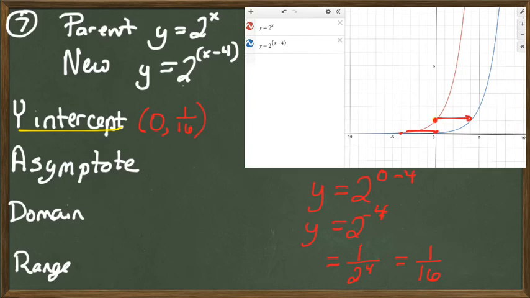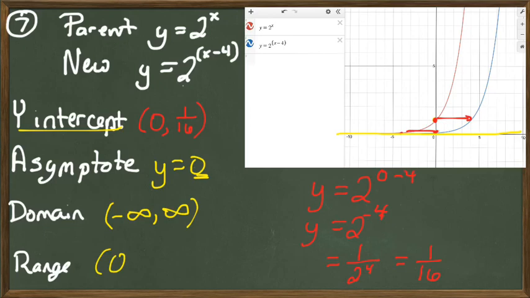Did our asymptote change? Did this line that we're not crossing change? No. So y equals 0. Does the domain change? No. On none of these will the domain change. The domain will be negative infinity to positive infinity. We are going to cover every x. There's no x that we won't cover. And then our range. Our lowest is going to be where the asymptote is, and it's going to go up to positive infinity.